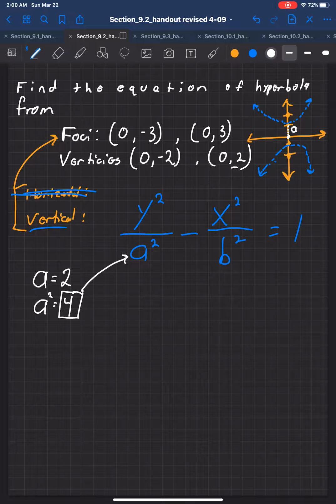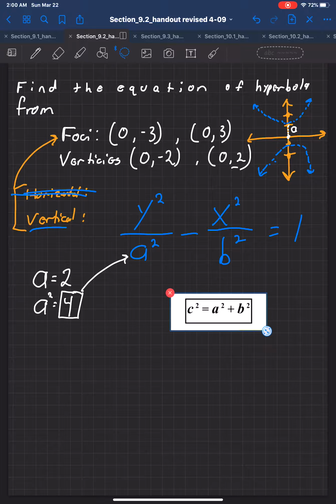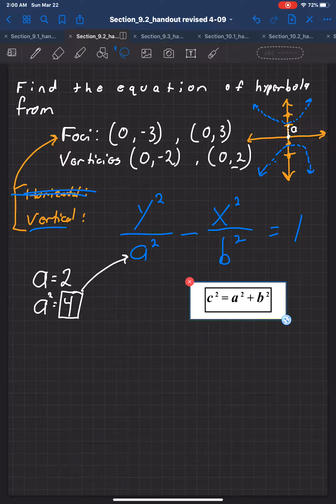Now, to figure out b squared, the only thing I'm going to need is the relationship between these points. All right, ready? Let's plug in. So first off, what other information do I know? Do I know the distance c? That would be the distance from the center to the focal point. Right, that's c. Well, I do know that, right? It's right here. The distance of c is 3. That would mean that c squared is 9.